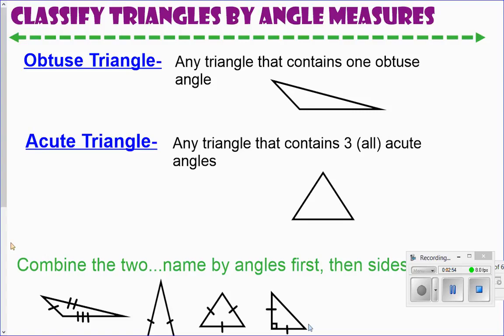Obtuse triangle. An obtuse triangle is any triangle that contains one obtuse angle. Now notice it'll only ever have one. You can't have more than one obtuse angle in a triangle. So if there's one obtuse angle, it's called an obtuse triangle.